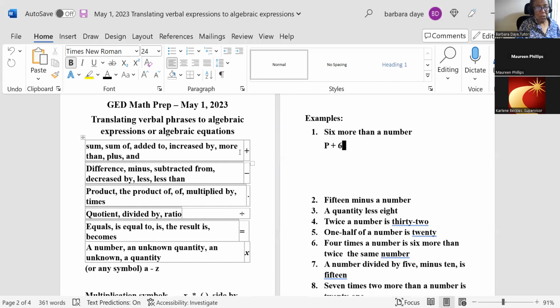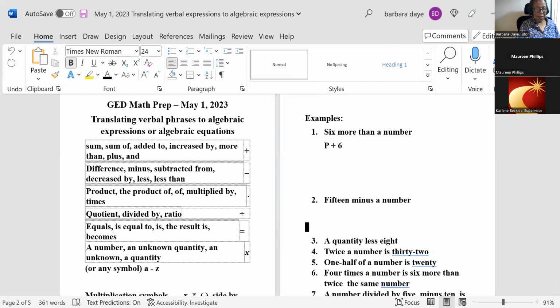That's an expression. It's not an equality. It's not an inequality. We're just saying 6 more than a number, 6 added to a number, and the number you're calling P. Now, the only time you'll have an equal is if you have one of these, like equal to or is. Then you would say equal. So 6 more than a number is just P plus 6. All right, let's try the next one.